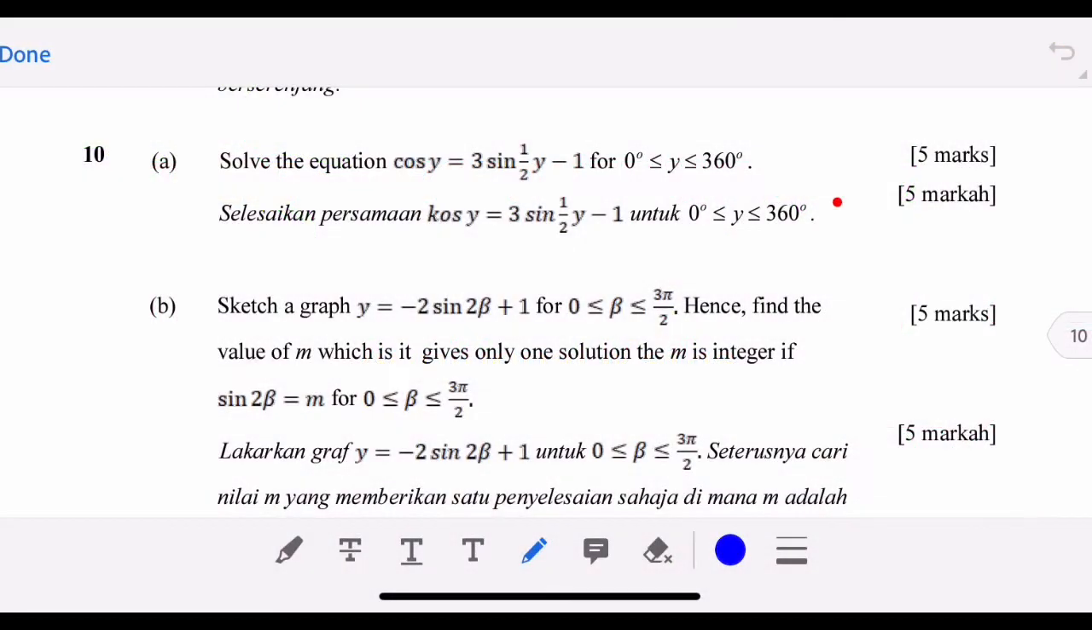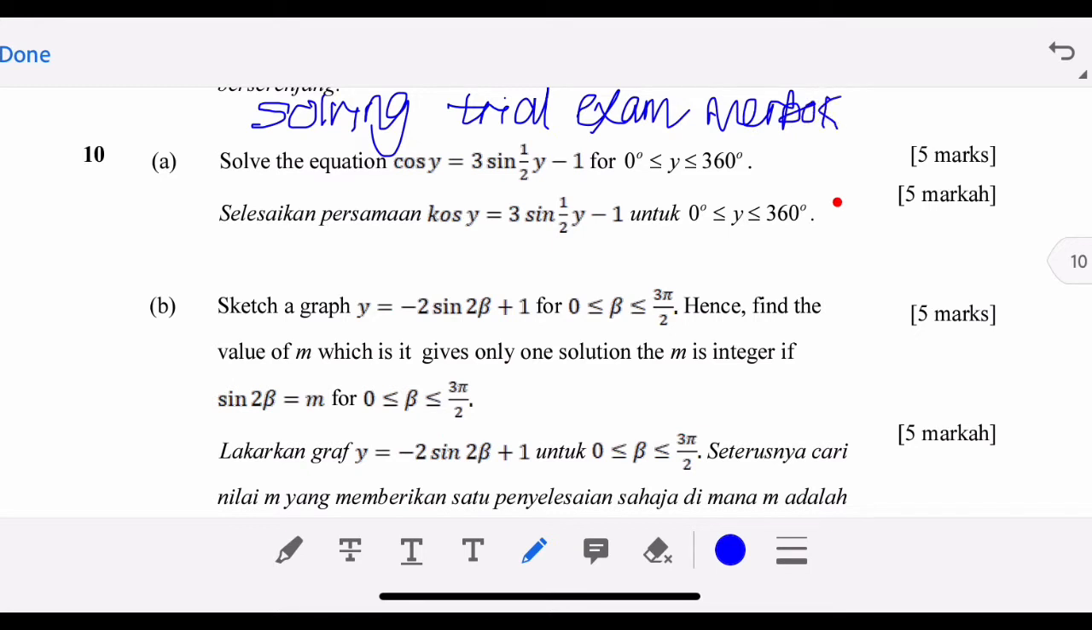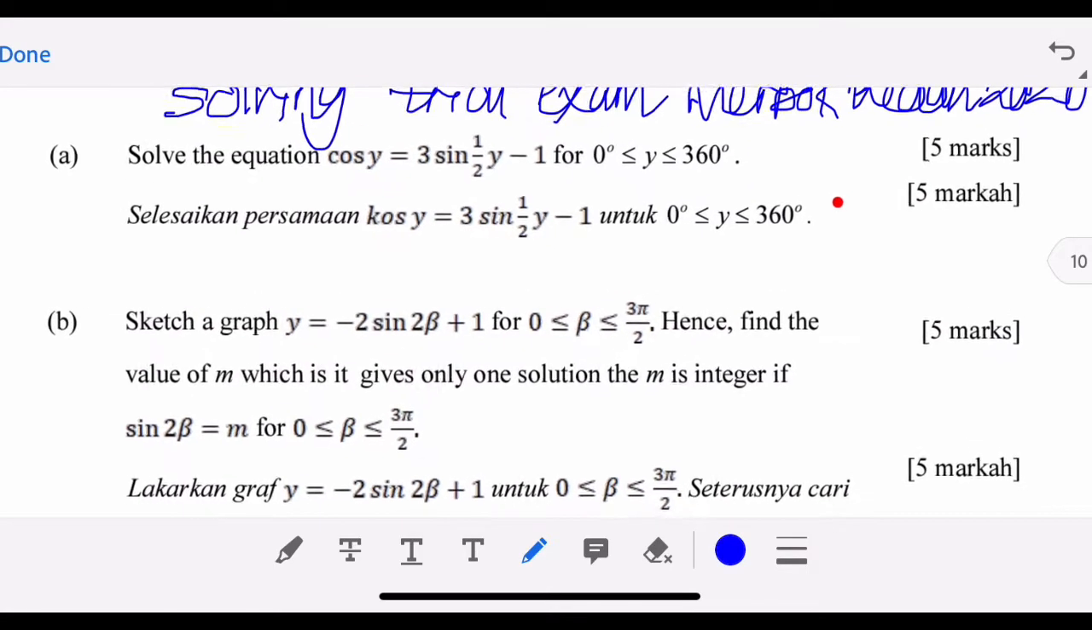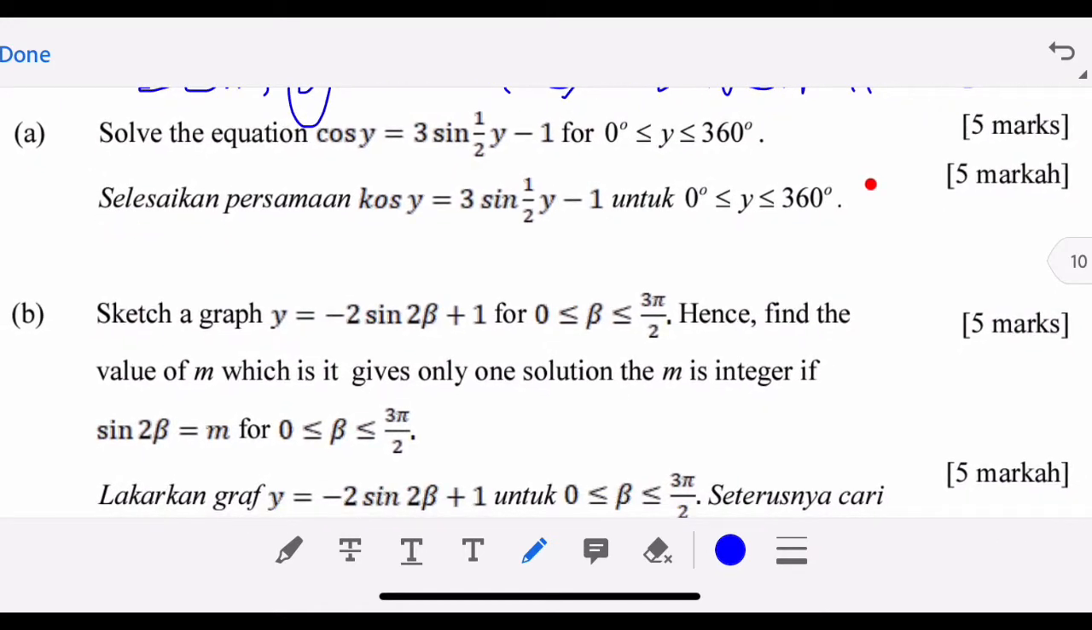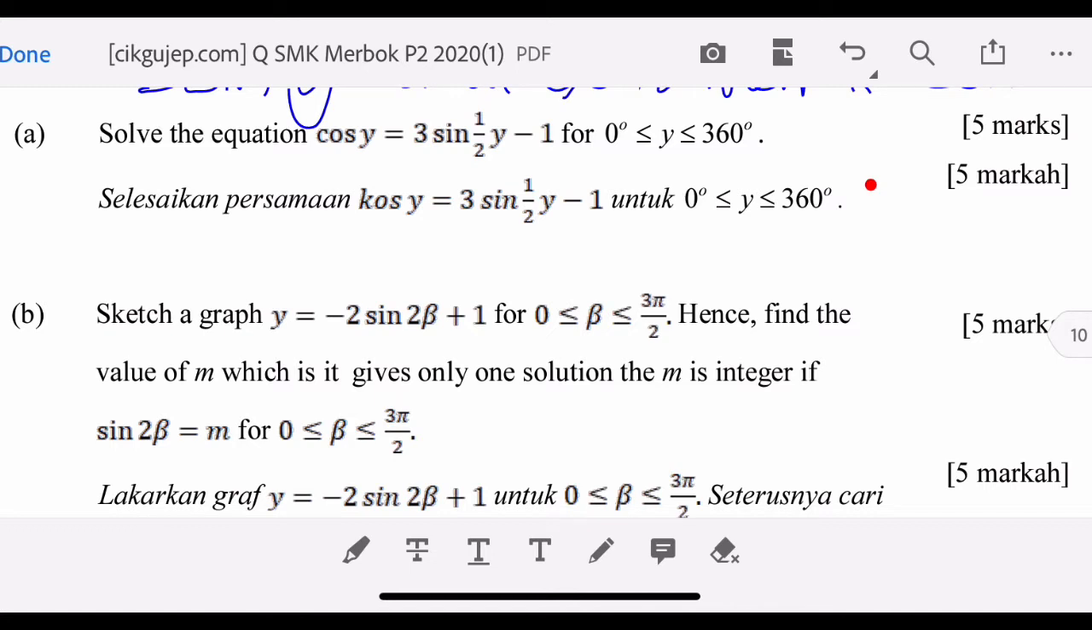Let's get started with the question. Let's read the question. Solve the equation cos y equal to 3 sine square half y minus 1, a trigo equation. Okay, so let's see how to solve the trigo equation. Basically, when you look at this question, you will tell yourself that I'm not going to do this question because I cannot even find the formula for half angle from the formula list, right? So you actually choose to give up.